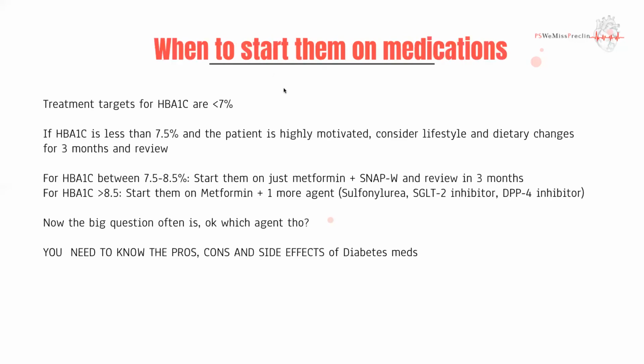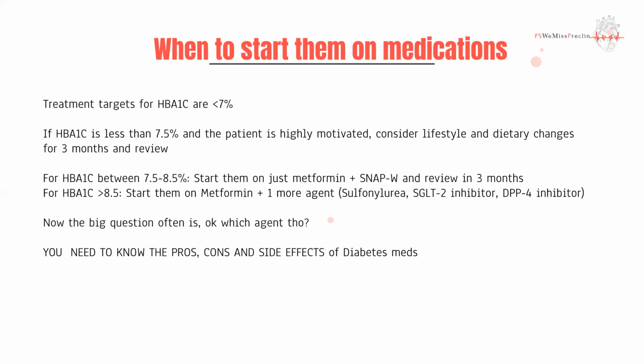So then the question again is, well, Karan, you talked about lifestyle changes, but when do you actually start them on medications? Well, you need to know the target, and the target guide is usually our HbA1c level. Our treatment target is less than 7. If the patient has an HbA1c between 7 and 7.5, and your patient is highly motivated, you think that they can make lifestyle changes, you might just push lifestyle and diet changes to begin with and review them at 3 months and go from there. You don't have to start them on medications just yet.